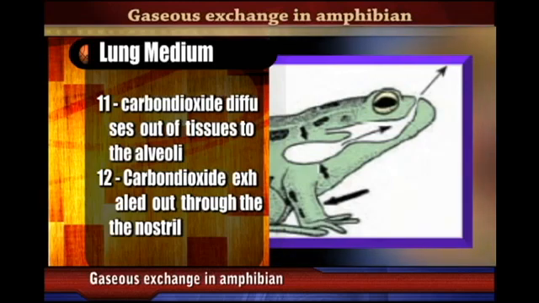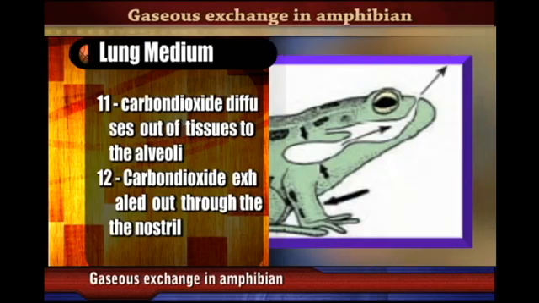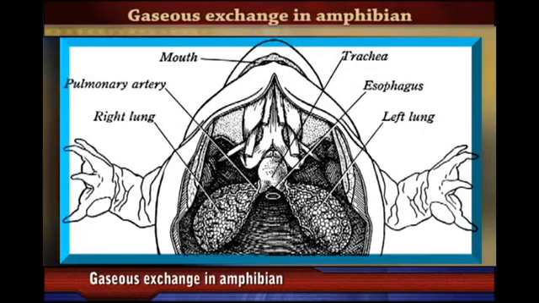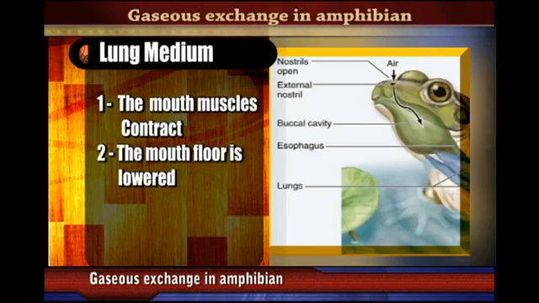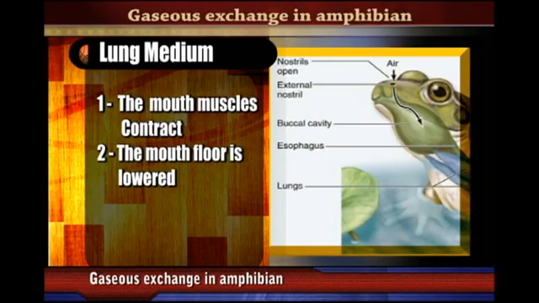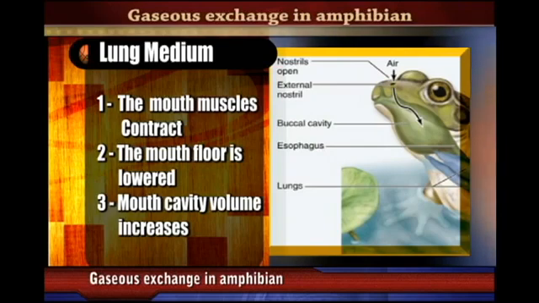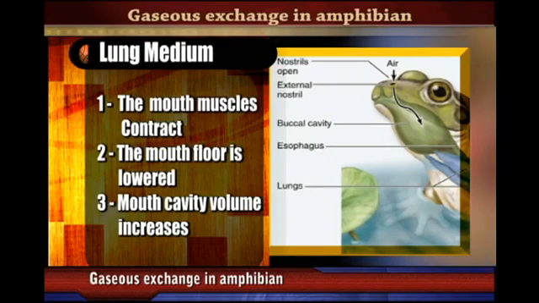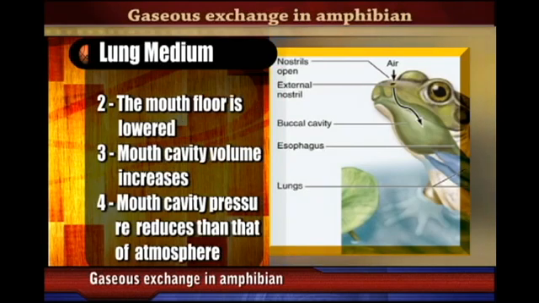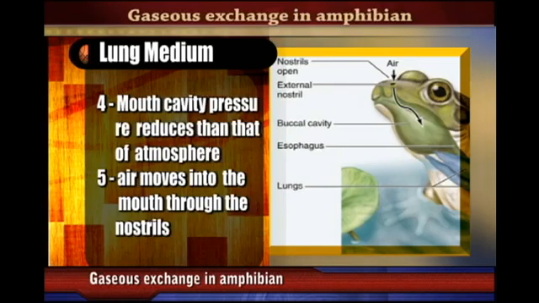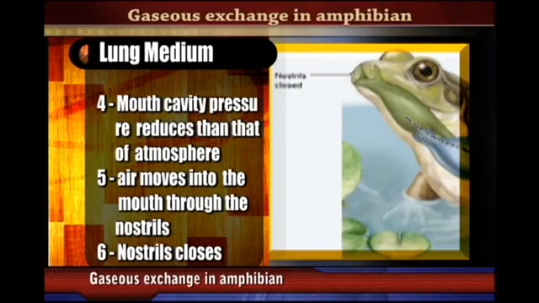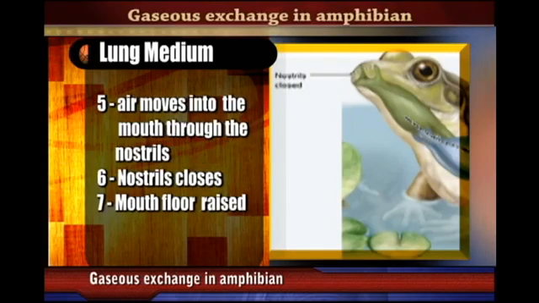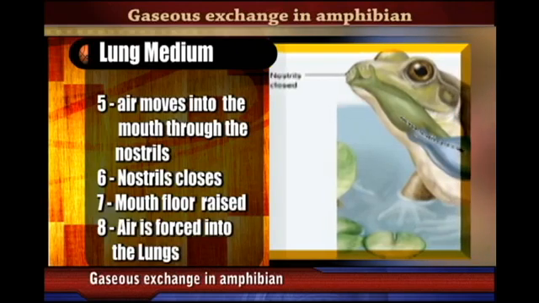So we have seen that the use of the lungs is due to the contraction of the mouth muscles, which leads to the lowering of the floor of the mouth. This increases the volume of the buccal cavity. An increase in volume leads to a reduction in pressure below that of the atmospheric pressure. Air is forced through the nostrils to enter into the mouth. The nostrils are closed and the mouth floor is raised. Air is forced into the lungs.